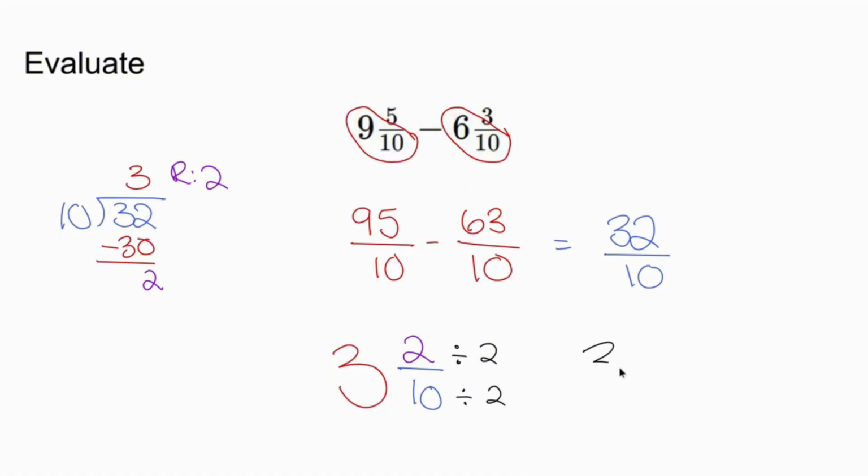So when all is said and done, we still have that 3 living out front. 2 divided by 2 is 1. 10 divided by 2 is 5. 3 and 1/5. And that's your answer.